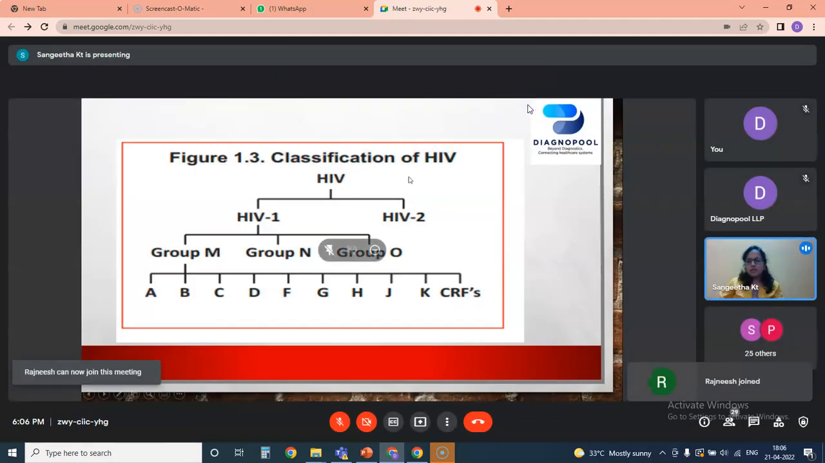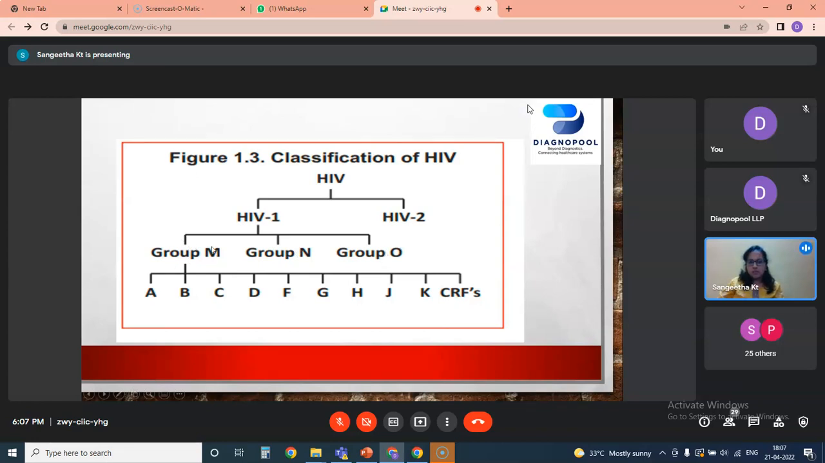Now coming to the classification of the HIV virus. Based on the sequential differences in the envelope gene, we have two types, HIV-1 and HIV-2. HIV-1 is more prevalent in India, and HIV-1 is again divided into three groups: group M, the major group, which is the more predominant group, N, the new group, and O, the outlier group.